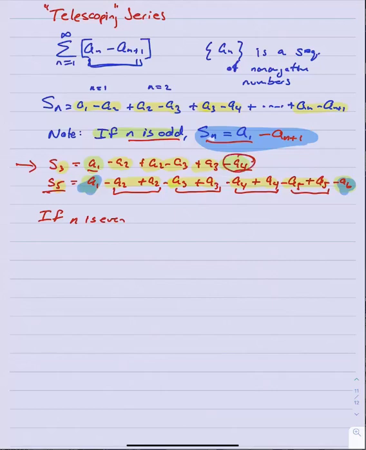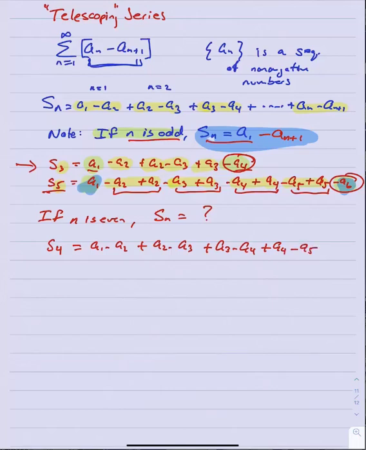When n was 3, my last term was minus a4. When n was 5, my last term was minus a6. Okay, what if n is even? So my question is, what will S sub n look like if n is even? Well, again, just try something. What's S4? That would be a1 minus a2 plus a2 minus a3 plus a3 minus a4 plus a4 minus a5.